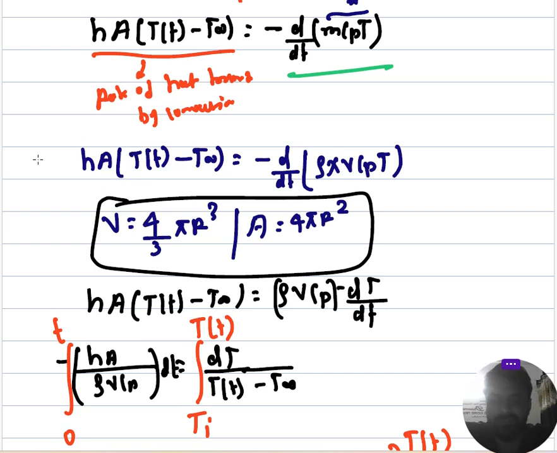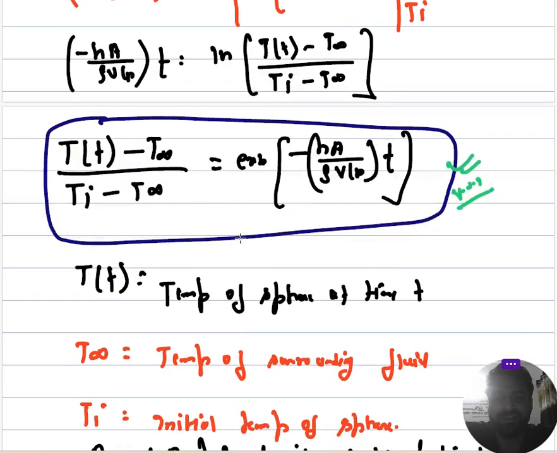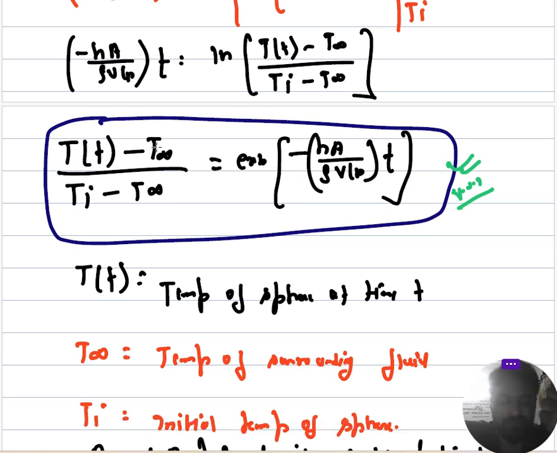Whenever we talk about convection, we write the surface area, and whenever we talk about rho V, that is the total volume. Once we solve these things, we get that (T(t) minus T infinity), the temperature of the solid at any particular time minus T infinity, the temperature of the surrounding fluid, divided by (Ti minus T infinity), equals exponential of minus hA by rho V Cp into t.